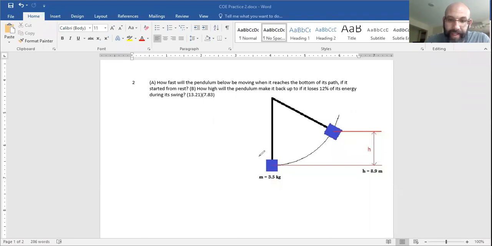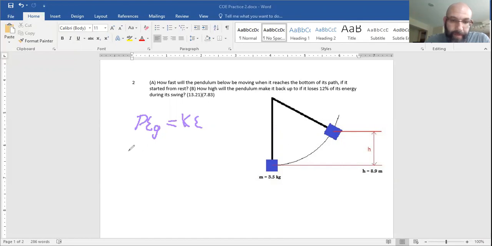All right, so let's think initially. Well, initially it's at its highest point, so we know it's at rest. So there is no kinetic energy initially. All of the energy initially is going to be potential energy due to gravity. Okay, and then at the end of the problem, it's at its lowest point, so the height would be 0. There's no potential energy due to gravity. It's all been transferred to kinetic energy. So now we can plug our numbers in.